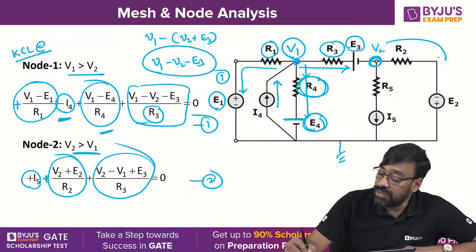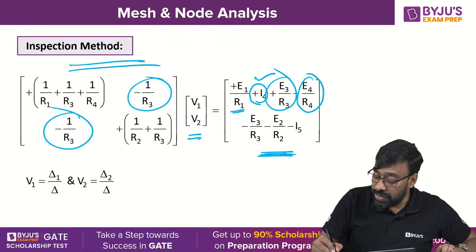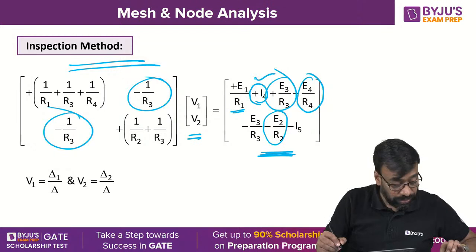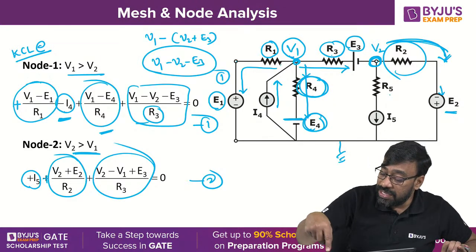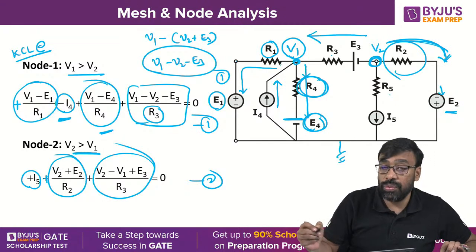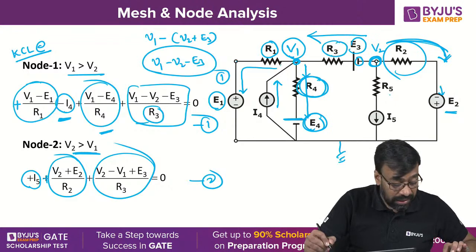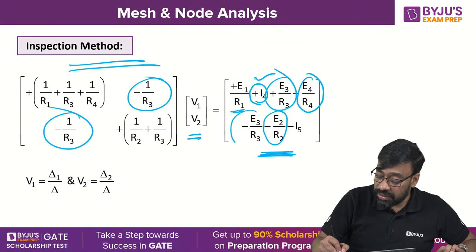Okay, that's an assumption. V2 from current flows from higher potential to lower potential. It is going and touching negative sign first, minus E2 by R2. Again, if I assume that V2 is higher, then current flows from V2 to V1, touching negative sign first, minus E3 by R3.